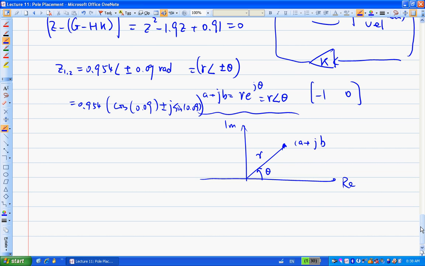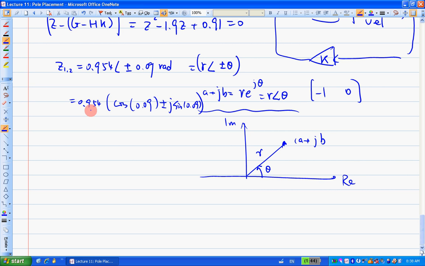Basically it's a complex number, and you will see that R, which is the magnitude of this, is what? It's less than 1, right? R is less than 1, okay? And theta is 0.09 radians, multiplied by 57.3. How much? Well, you'll figure it out.